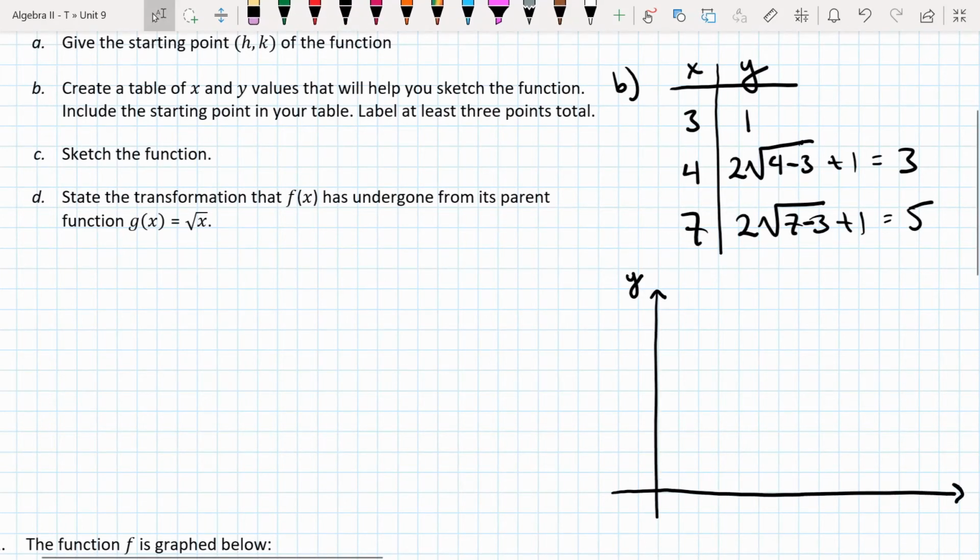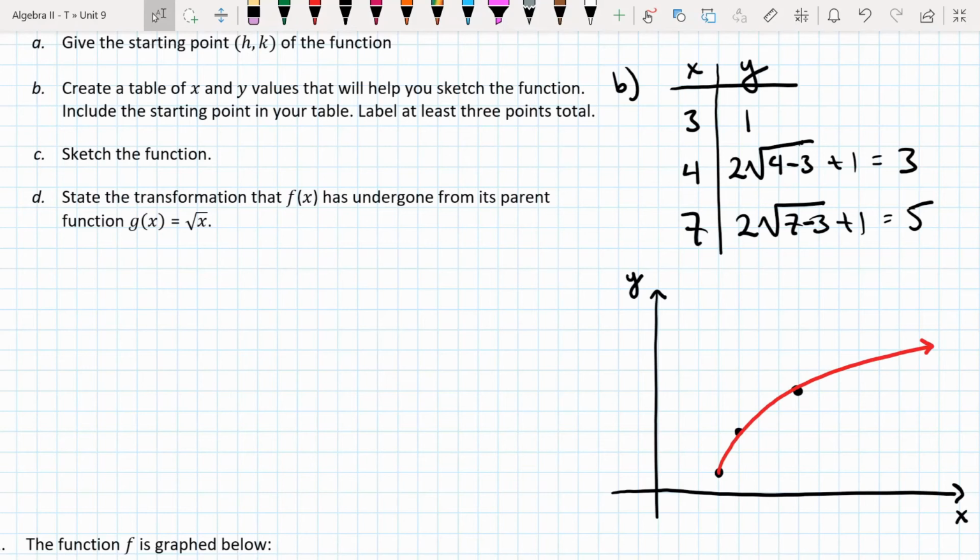So x equals 3 when y equals 1, so that's a point here. X equals 4, y equals 3, right here. And then 7, 1, 2, 3, 4, 5, 6, 7, goes up to 5. So the graph will look something like this. It's going to start here. This is our starting point. And then it's going to go off like this.